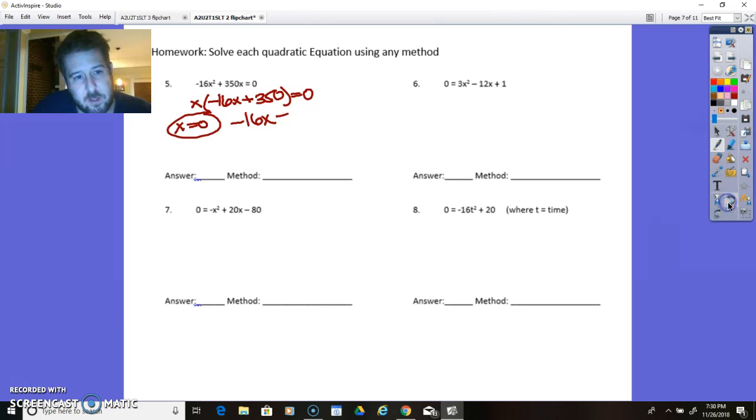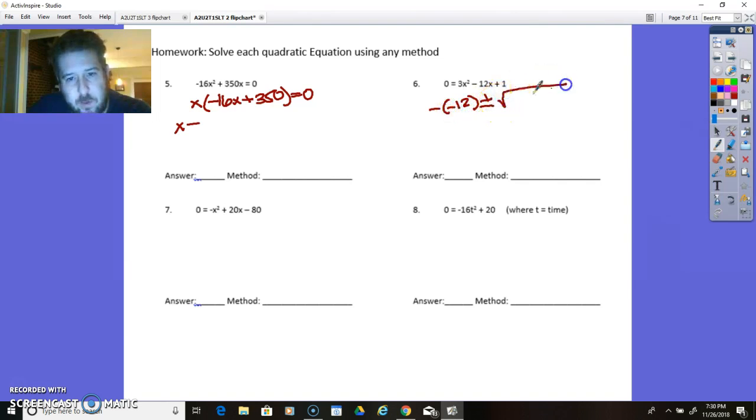All right, so the next question, number 6. Let's see. I'm probably going to go with, oh, by the way, this was factoring to find those two solutions. This one, 3 times 1 is 3. Well, are there any factors of 3 that add up to negative 12? There isn't, so it looks like quadratic formula is my only choice. Negative b plus or minus square root of b squared minus 4 times a times c, all of that divided by 2 times a.